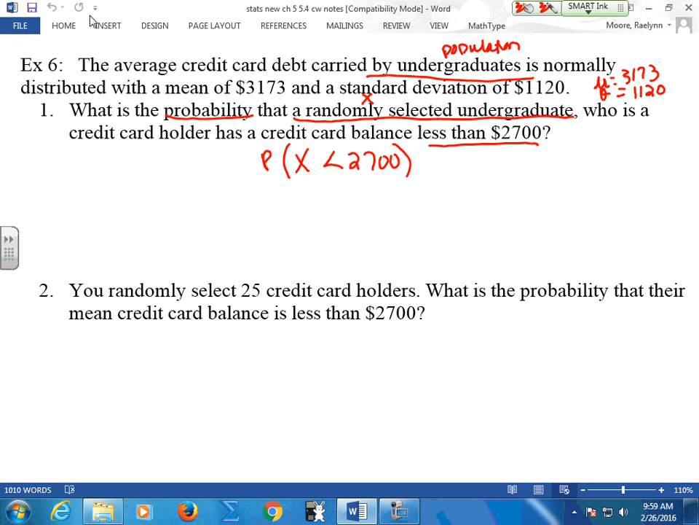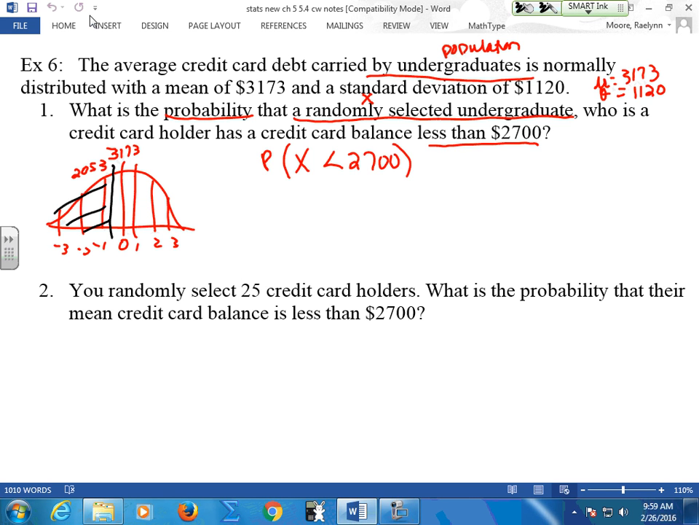You would start like this. You'd make your curve. Here's my 3173. I want to work this all out because you can actually see the difference between a sample and a population. So add your 1120 all the way up and all the way down. Since we're going less, I just went one way. So now I can find my 2,700 in here somewhere, and I know that it's less than.